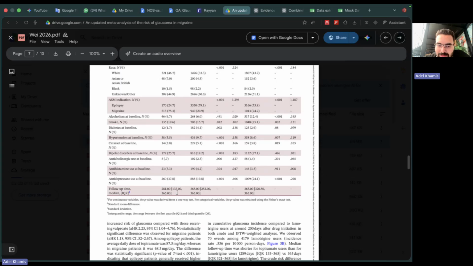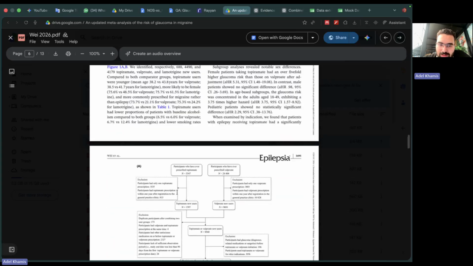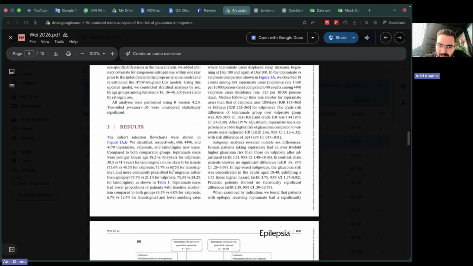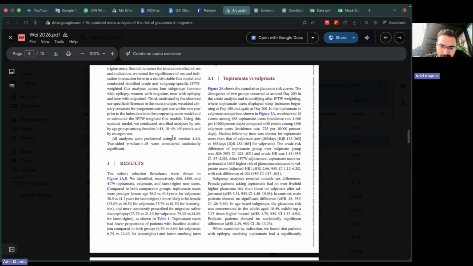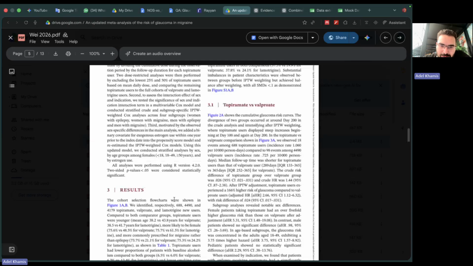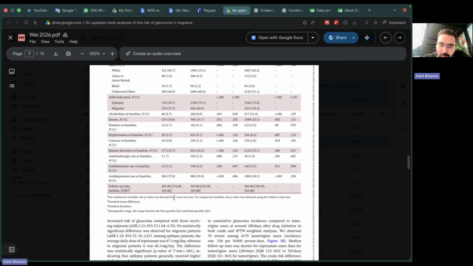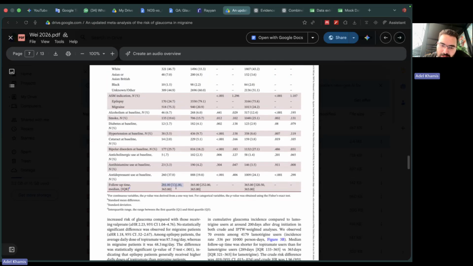How I know it was in days, because they wrote it in the methods or the results. I don't remember where it is, I think in the methods. But I remember while reading it, these numbers were in days, I mean.